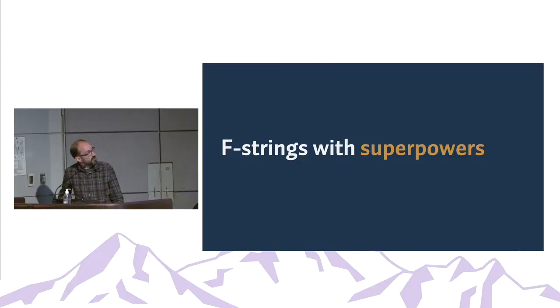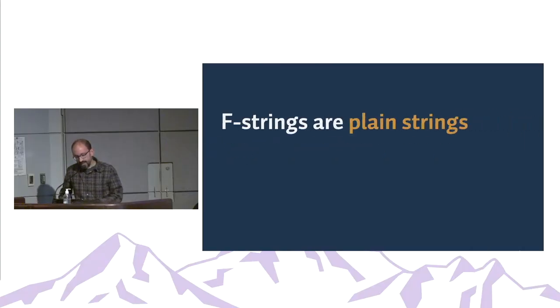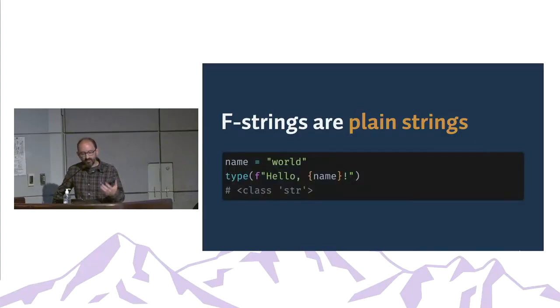So T-strings, they're F-strings with superpowers. And the way I like to think of it is that F-strings are just plain strings. And what I mean by that is if you have this little bit of code right here, by the time the F-string gets to your code, the type of it is just plain str. It's like any other string in the world. You can't distinguish that it came as an F-string.